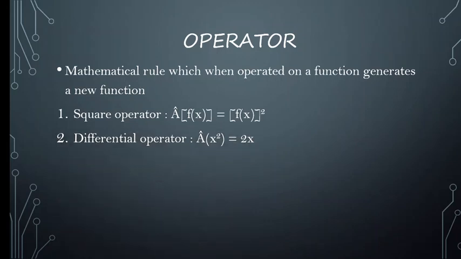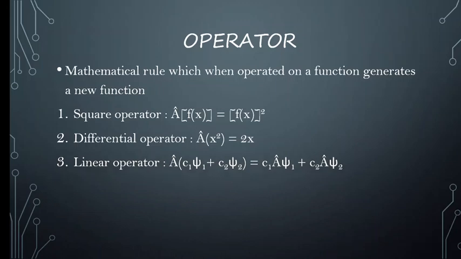The next type is a differential operator. A cap operator operating on x square, which is a function, gives you 2x. So differentiation of x square is equal to 2x. We can say that A cap operator is a differential operator, that is d by dx. If you consider other coordinates, it may be d by dy, d by dt, d by dz, anything. In general I have taken the x coordinate. So A cap is acting as a differential operator.